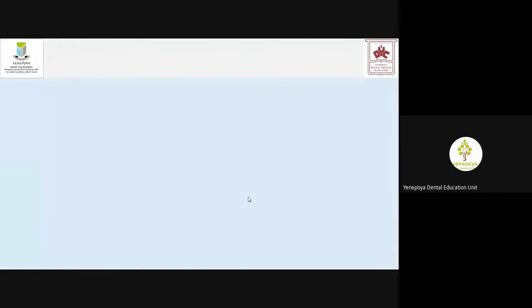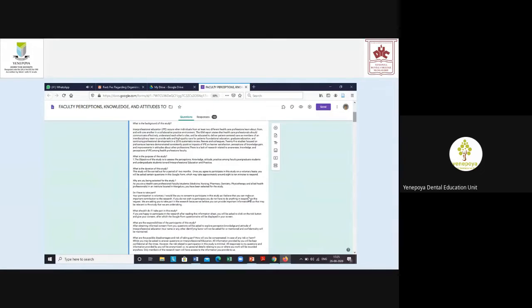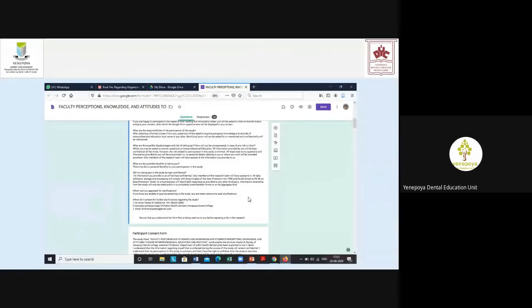This is the form which I had designed for my study. You can see here it was a study on faculty postgraduate. You can see the study participants information sheet I have given. I have given the background of the study in the form of a Google form. This was taken in the Google form. You can see whom they have to contact.